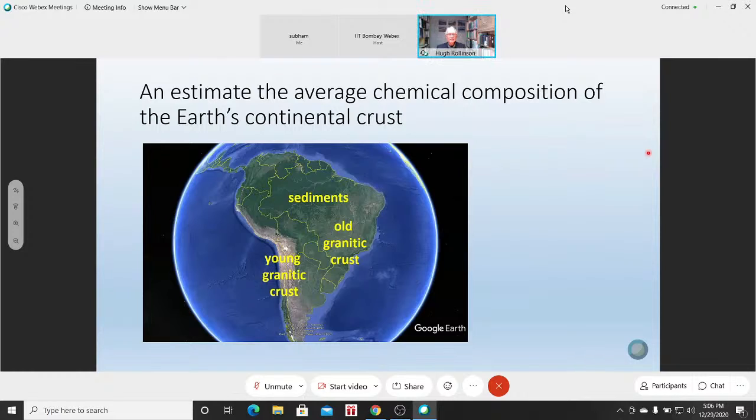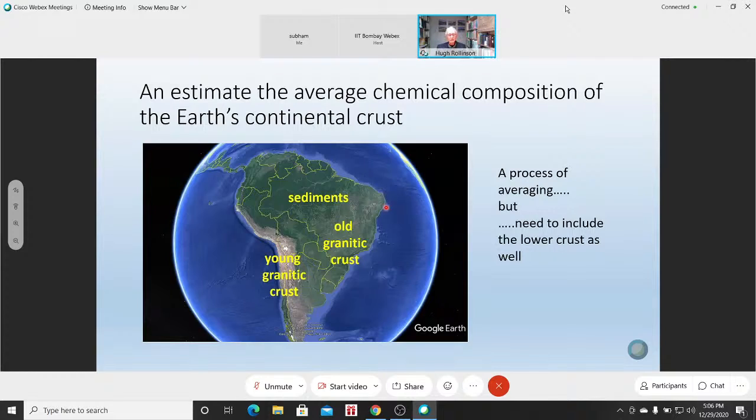Well, let's take a continent. In this case, I've taken the continent of South America. And we can see that this piece of crust is made up of a number of different components. We've got some young granitic crust in the Andes. We've got old granitic crust in some of the ancient shield areas of South America. And overlying them, we've got areas of sediment. We need to find a way of integrating the chemical composition of these different components to give us an average composition of this area of crust.